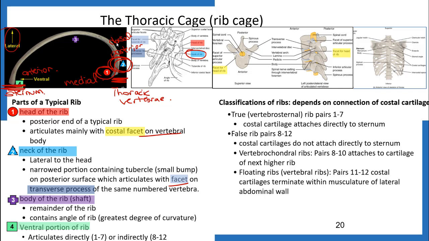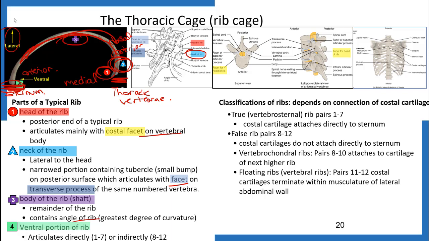And then you've got the body of the rib, or the shaft of the rib, indicated here in 3. And that's most of the rest of the rib, and it contains the angle of the rib. So it curves. This is where your rib curves around your side. And then the ventral portion of the rib articulates either directly or indirectly with the sternum.